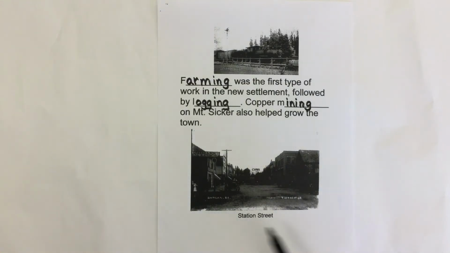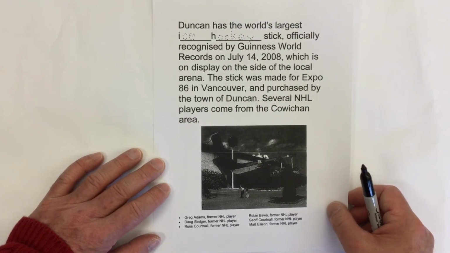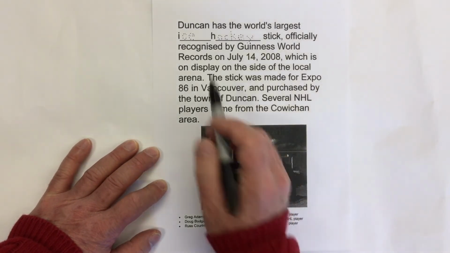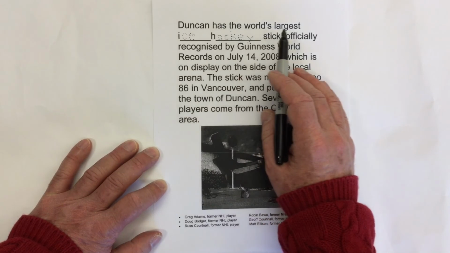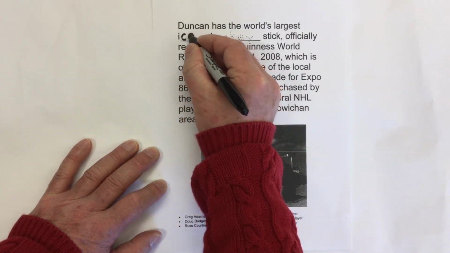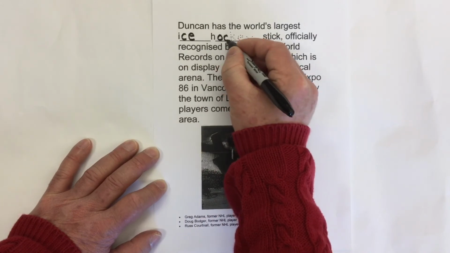There's an old picture of Station Street when the roads were still dirt and people got around in horse and carriage. Known for this today, Duncan has the world's largest ice hockey stick. Ice hockey.